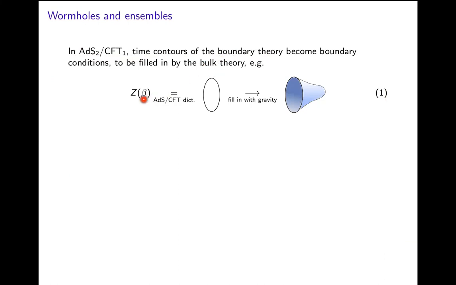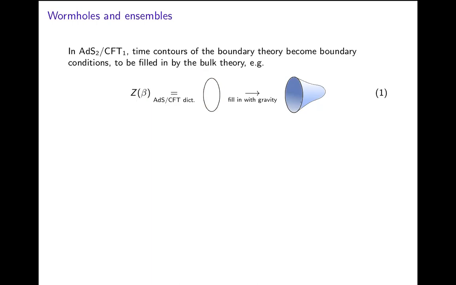So, for example, if we're trying to compute the partition function of the boundary theory, Z of beta, that's the trace of e to the minus beta H, then the time contour associated to that is this circle here. It's the thermal circle, a periodic imaginary time running from 0 to beta.